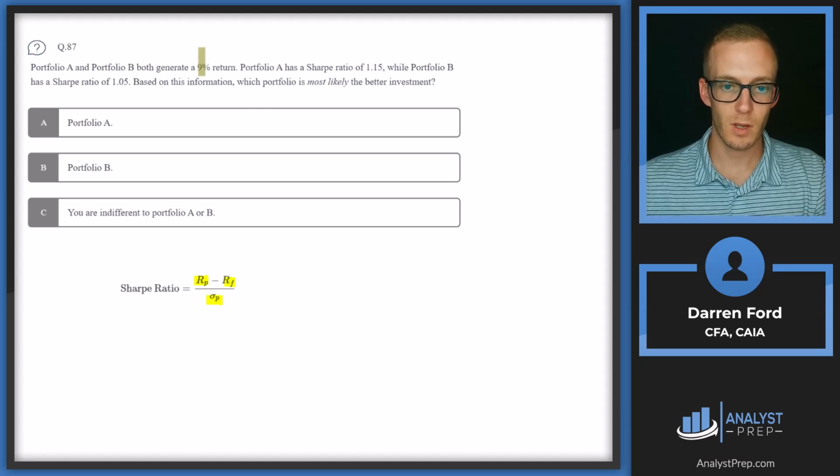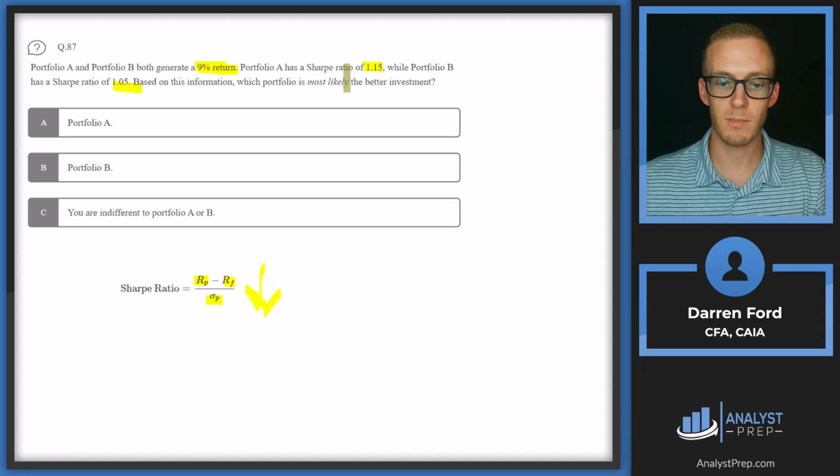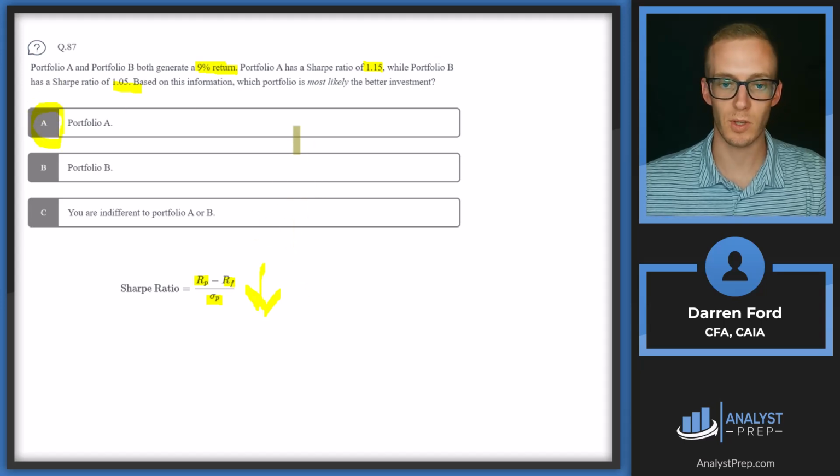So if they both have a 9% return, and they're both using the same risk-free rate, the only way that portfolio A could have a higher Sharpe ratio than portfolio B is if it has a lower standard deviation. So if we're looking at portfolios that have the same level of return, but one has a lower standard deviation or lower risk or volatility, all else equal, we're going to prefer portfolio A as our investment there, since we can get the same return for less risk.